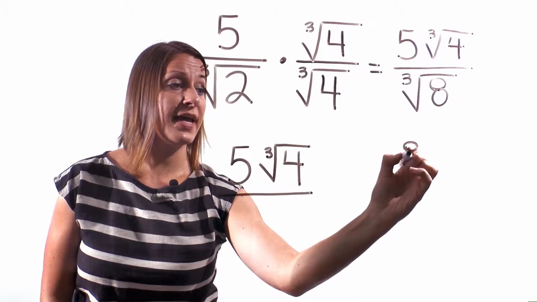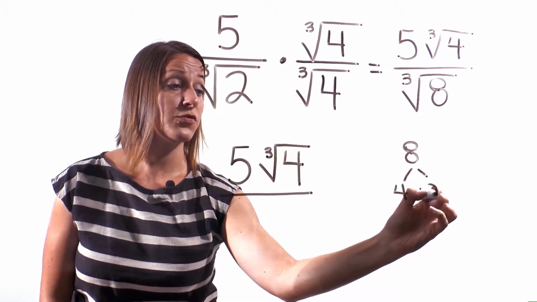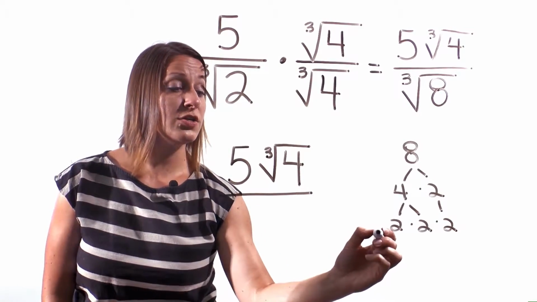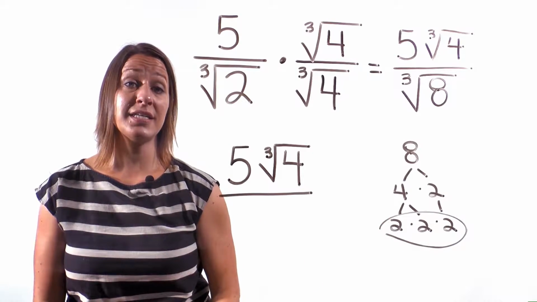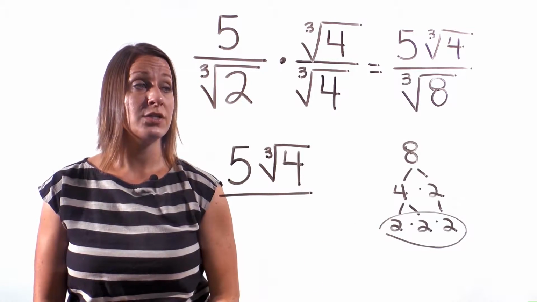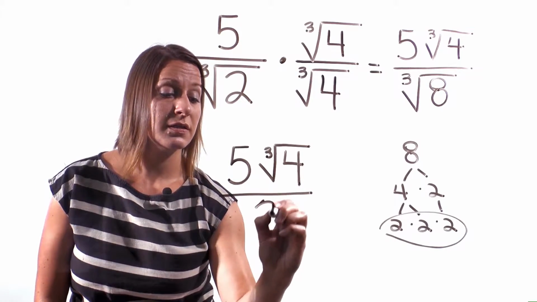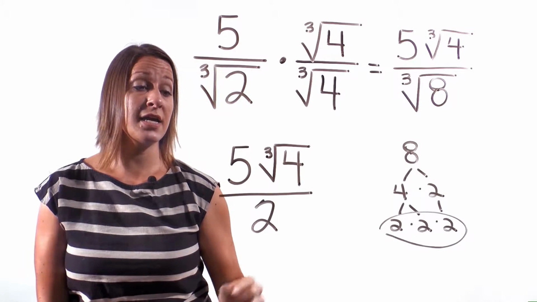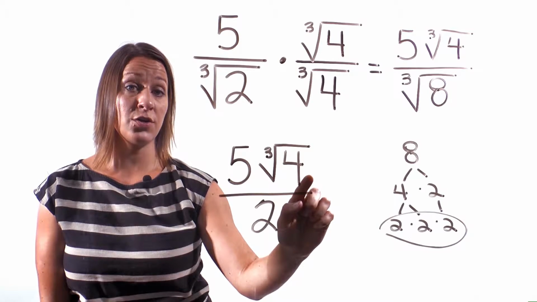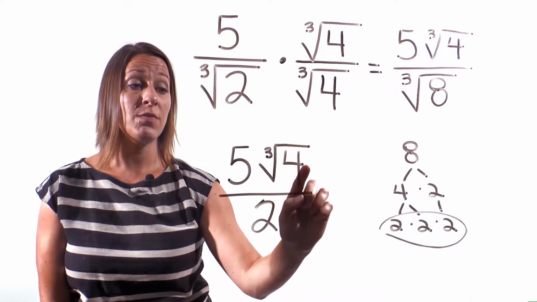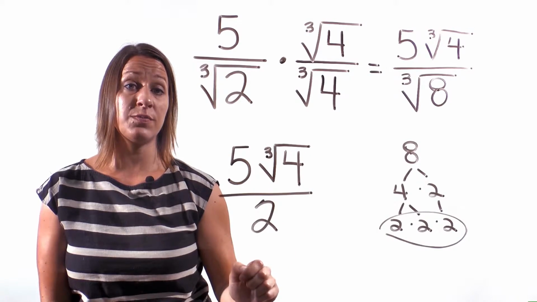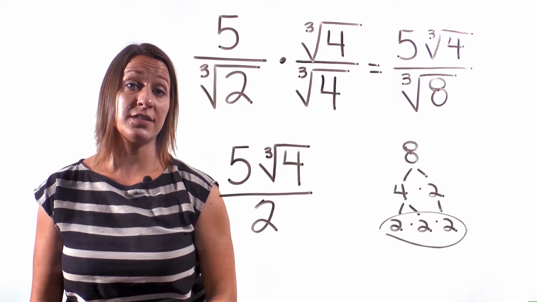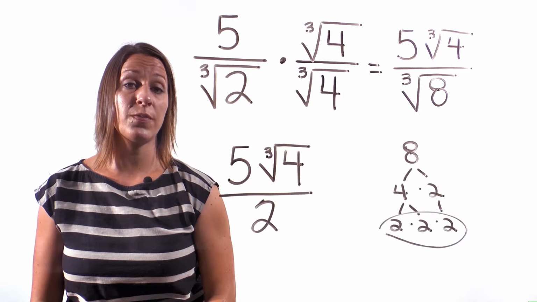However, when you simplify 8 to 4 times 2 and 2 times 2, notice you have a set of 3 2's. 8 is a perfect cube. So the cubed root of 8 is 2. Now this is our final answer. And again, even though we have a 4 in our numerator and a 2 in our denominator, because the 4 is underneath the radical symbol, it cannot cancel with a number that's on the outside of the radical. So our final answer is 5 cubed roots of 4 over 2.